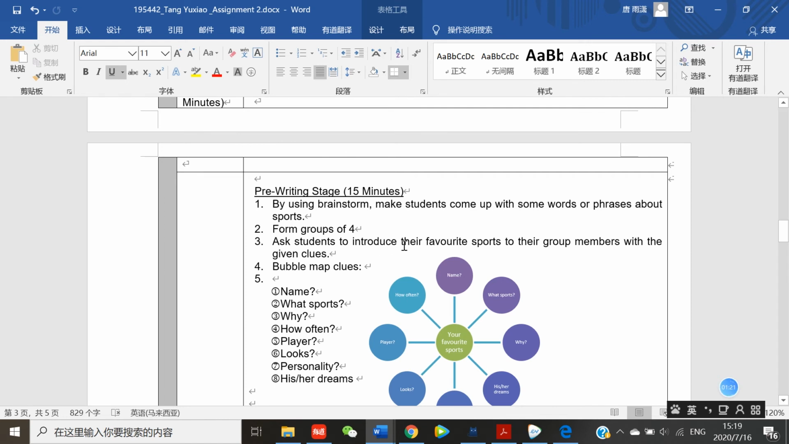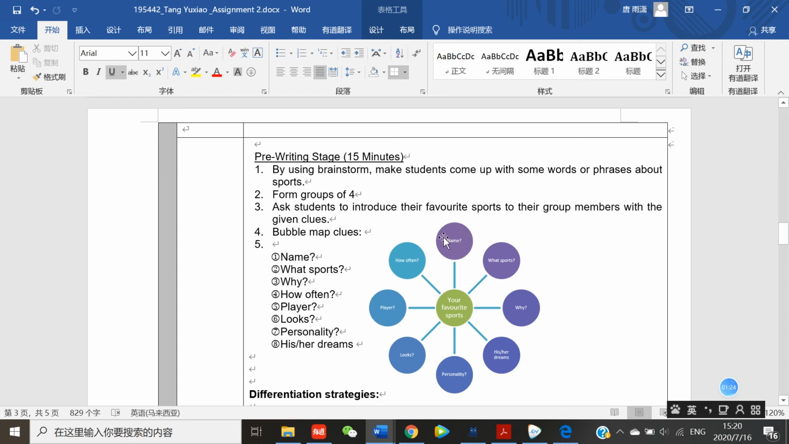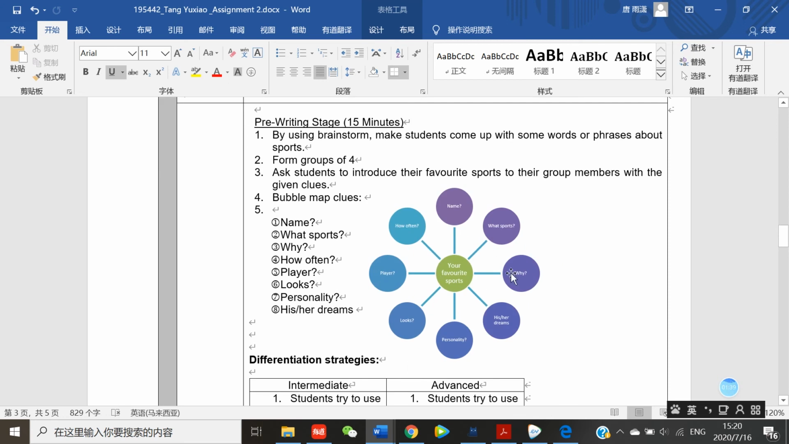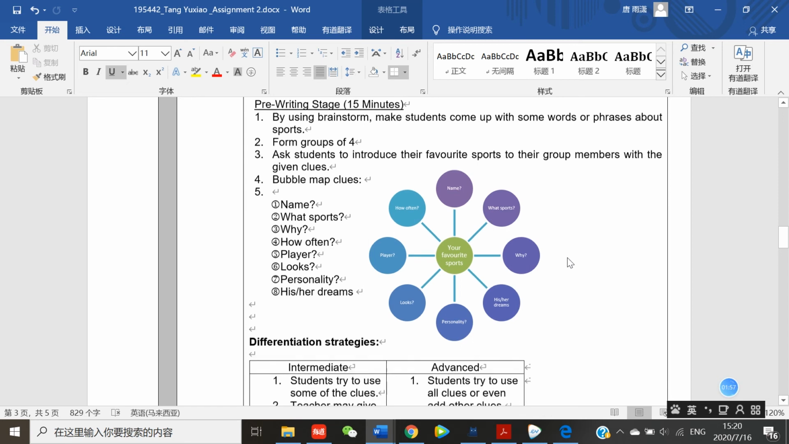I use the bubble map to give them clues. I will write this bubble map on the blackboard when I teach, so that students could be interested in this bubble map and they can easily understand the clues. It is clear. So each group member will introduce their favorite sports based on these given clues.